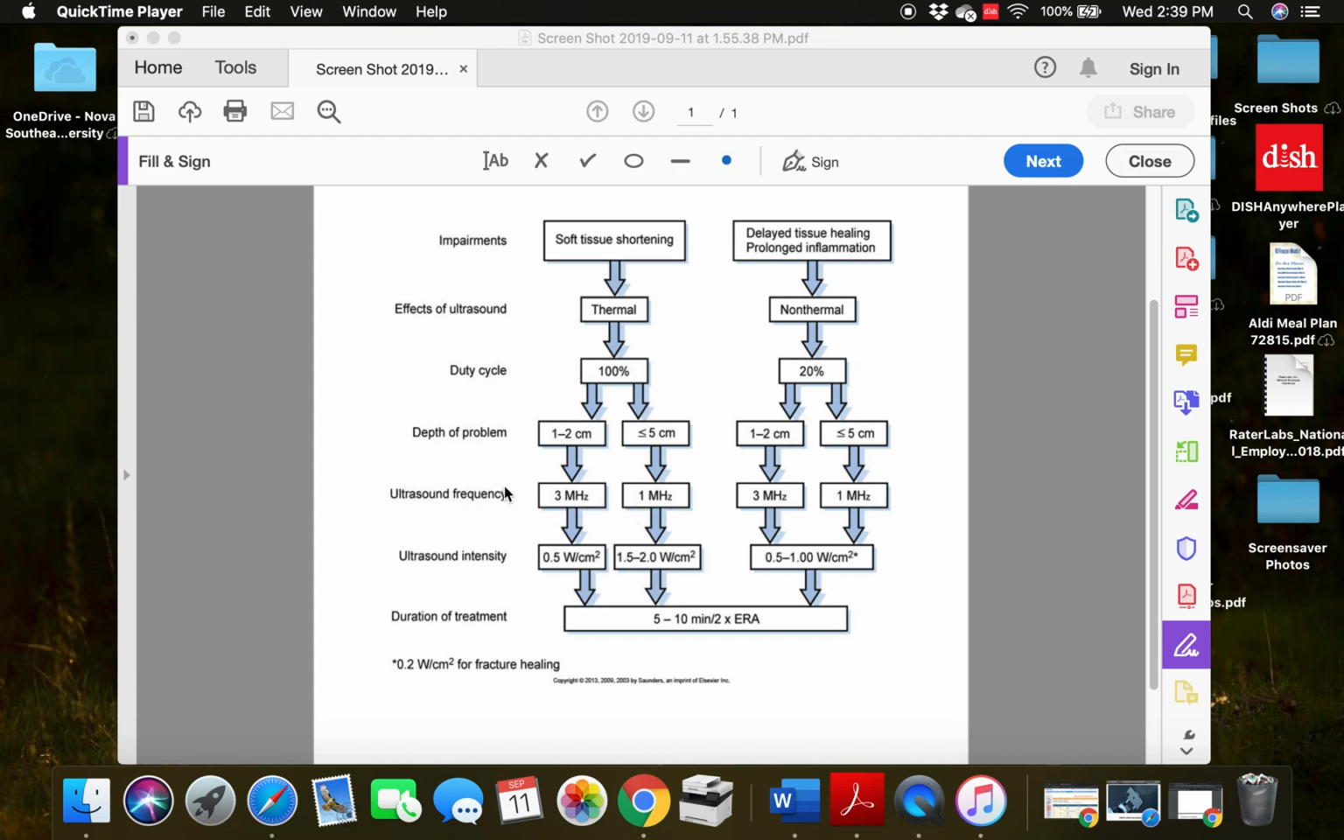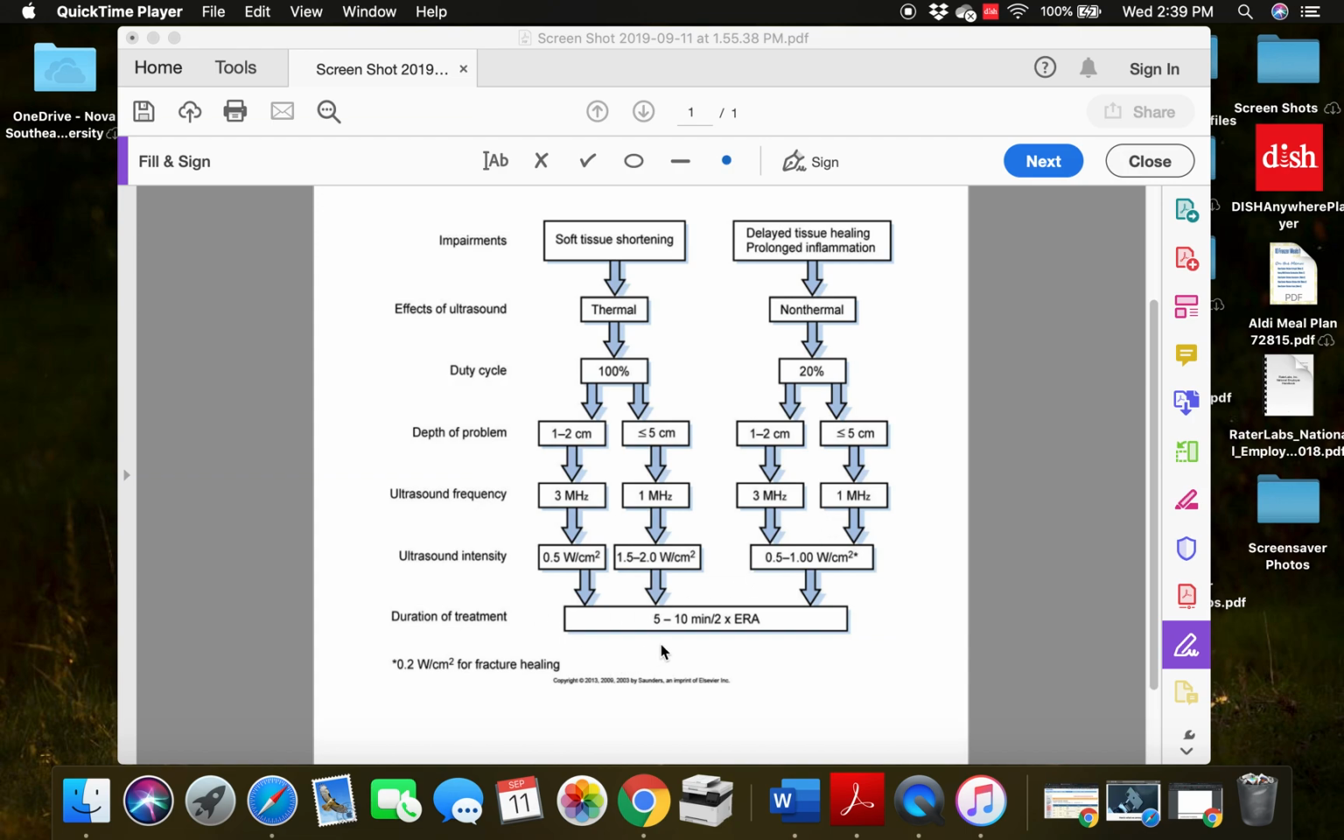Now, what determines the next part is ultrasound intensity, which relies on the frequency. If you're going to use the higher frequency, you need to use a lower intensity when it comes to thermal ultrasound so that we don't overheat or heat too quickly the tissues in the area. Now, when you're coming to non-thermal, you're going to stay at a low intensity so we don't run into the possibility of having any thermal effects in the non-thermal area, no matter which frequency we use.